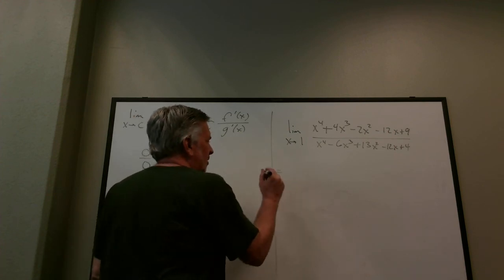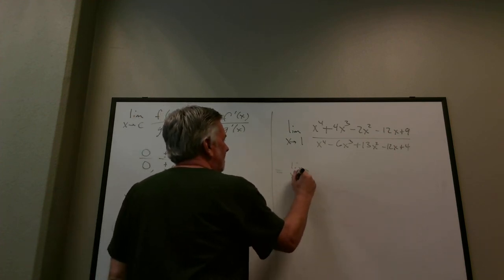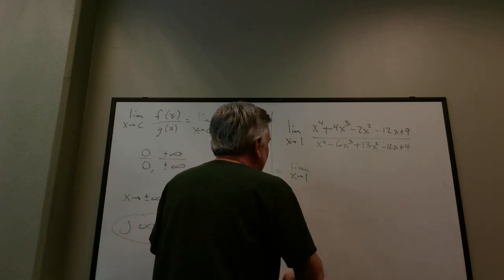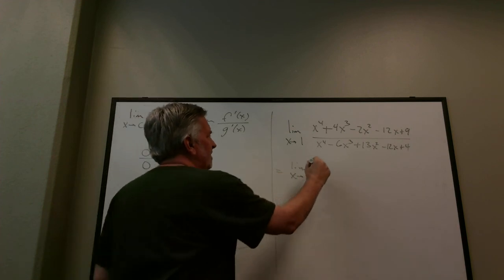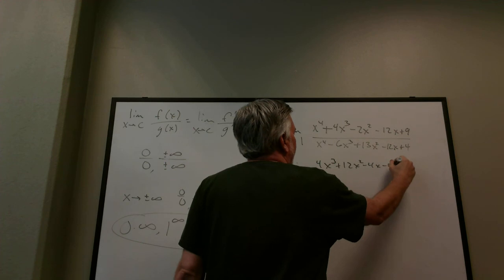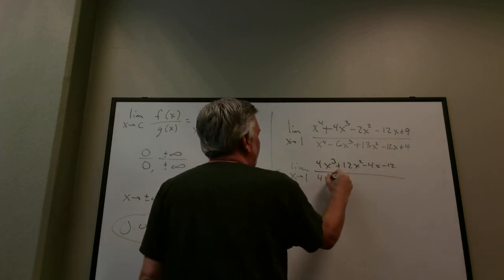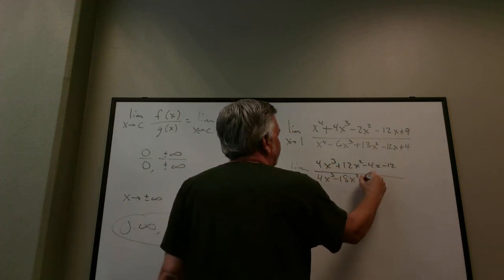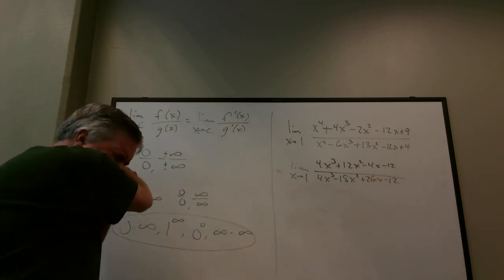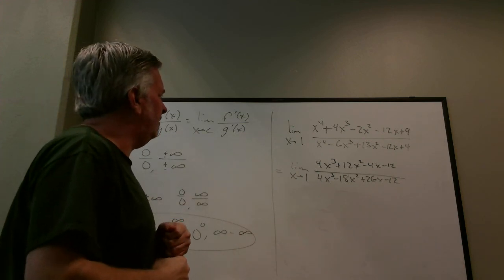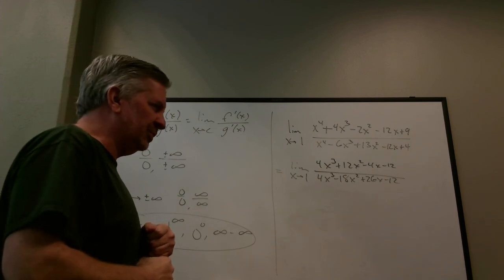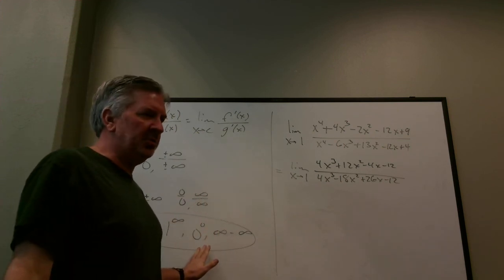But now that we have L'Hopital's rule, I know that this limit, the limit as x approaches 1 of that rational function, is the same as the limit as x approaches 1 of the derivative of the numerator over the derivative of the denominator. Sorry, 4x cubed minus 18x squared plus 26x minus 12. Okay, and now I caution you, treat this as a completely new problem.